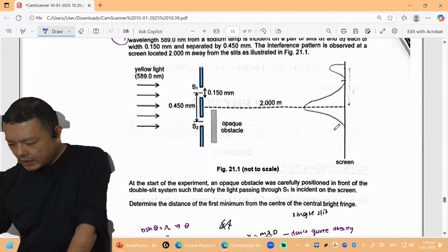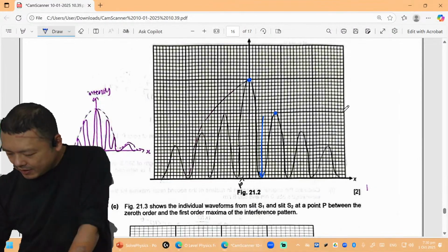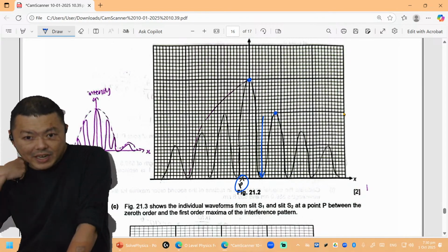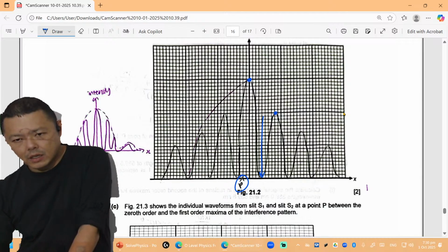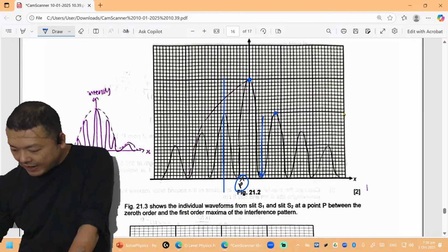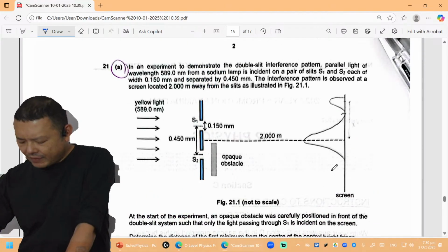So it's on the left side actually. Point P will be on the left side because it's closer to S1 than it is to S2, and it is 1/4 of X away from the center. On the right side, I mean, depends on where you're looking at it from.